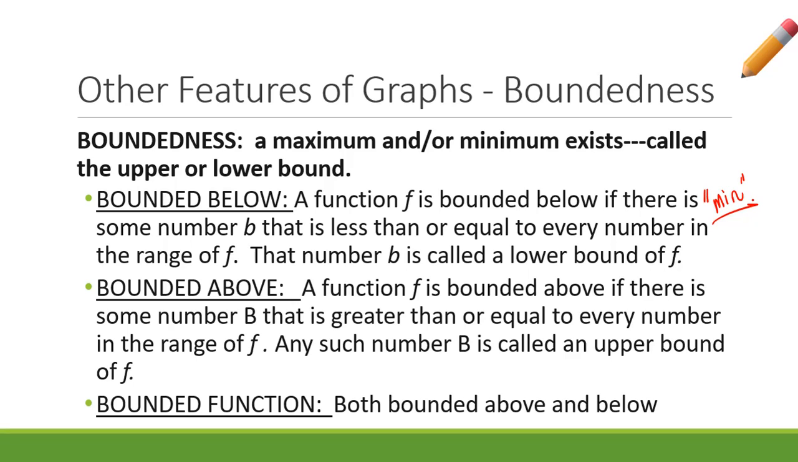Okay, bounded above: a function f is bounded above if there is some number b that is greater than or equal to every number in the range of f. Any such number b is called the upper bound of f. This is, there's a maximum. So you're just keeping that idea in mind. A bounded function is one that is bounded above and below. So that would mean there's a max and a min. Now, these are kind of confusing to read. Okay, so let's take a look at the actual pictures of this, and this is probably going to make a little bit more sense for you.